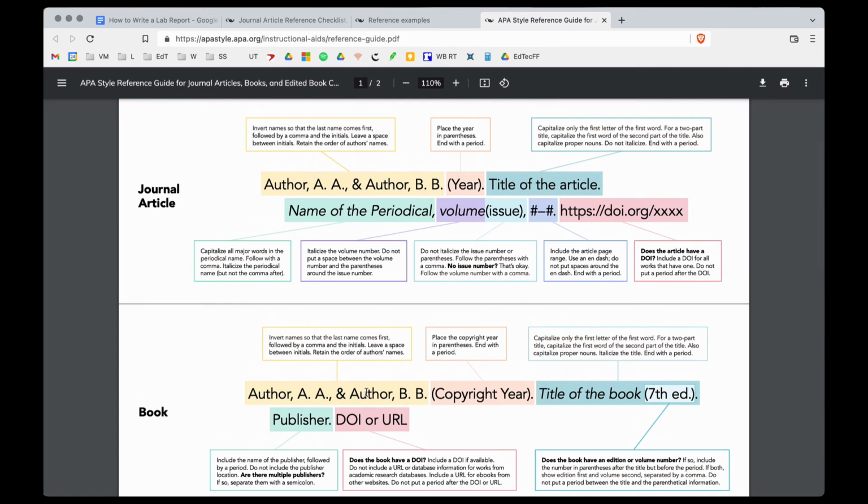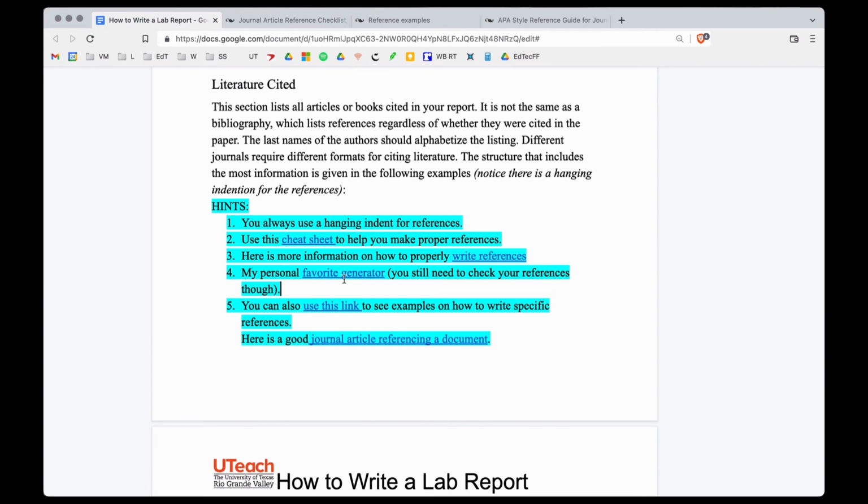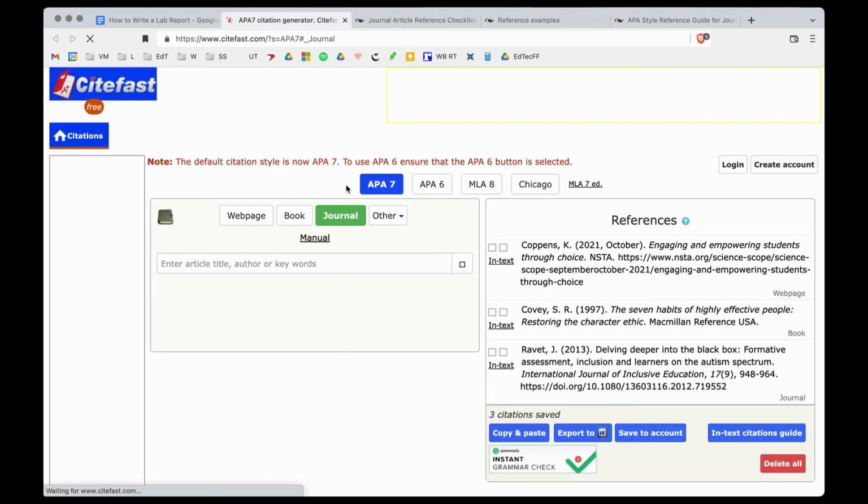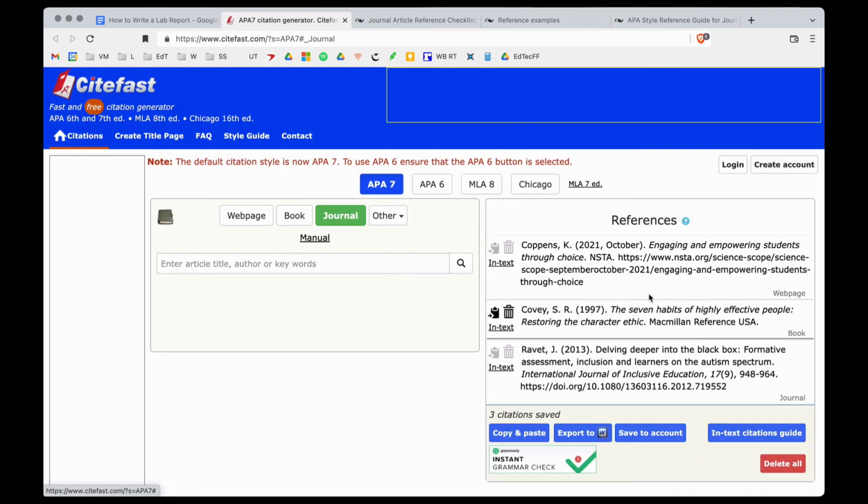This cheat sheet is a great way to double check your work. You're like, man, that's a lot of work. How do I do this? I'm going to give you another cheat sheet. This is my favorite generator. I use it all the time. So this is called CiteFast. And look, I have some references here from my own work. Of course, these are references for education because I'm working on a doctorate in education.